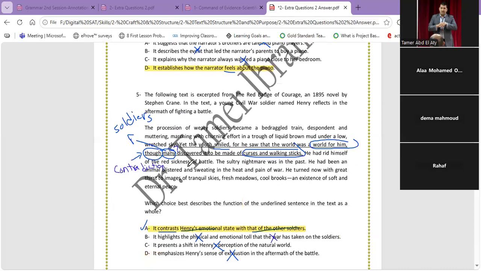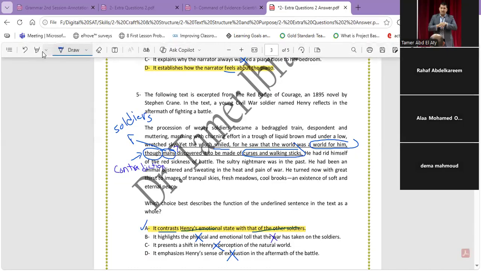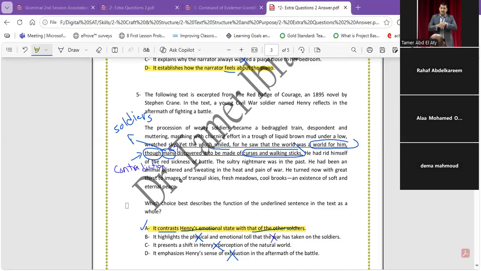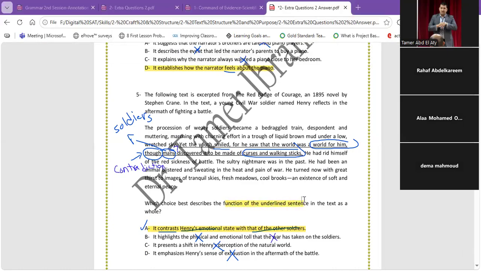The last question. Yes. What is this question? To identify the function of the underlined sentence, or the function of the underlined portion. How do we answer it? We read the sentence before and the sentence after the underlined part.